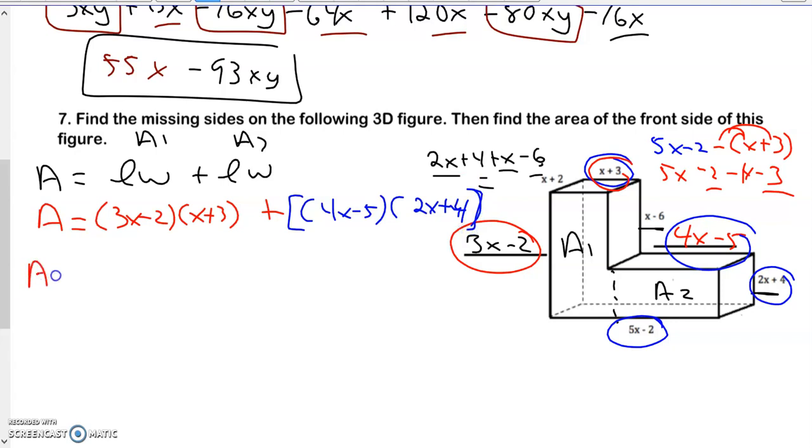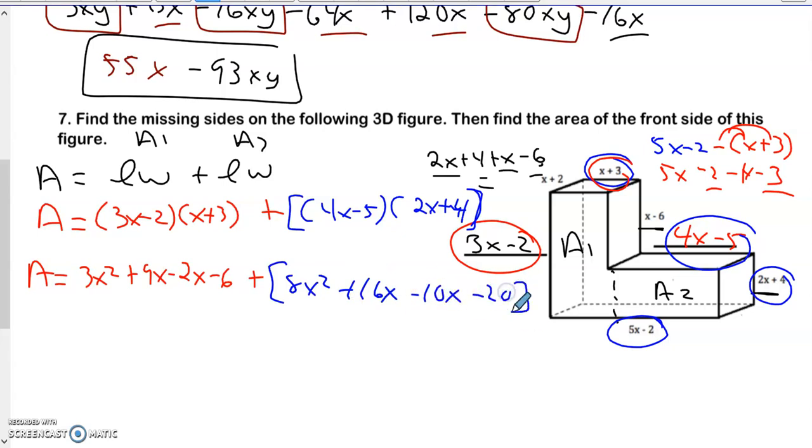Now, I'm going to need to FOIL. So I'm going to FOIL the first one, and I get 3x squared plus 9x minus 2x minus 6 plus, and then I do the second one, and I get 8x squared plus 16x minus 10x minus 20. Then I notice it's a plus sign, so it doesn't really matter, so then I can just combine like terms.